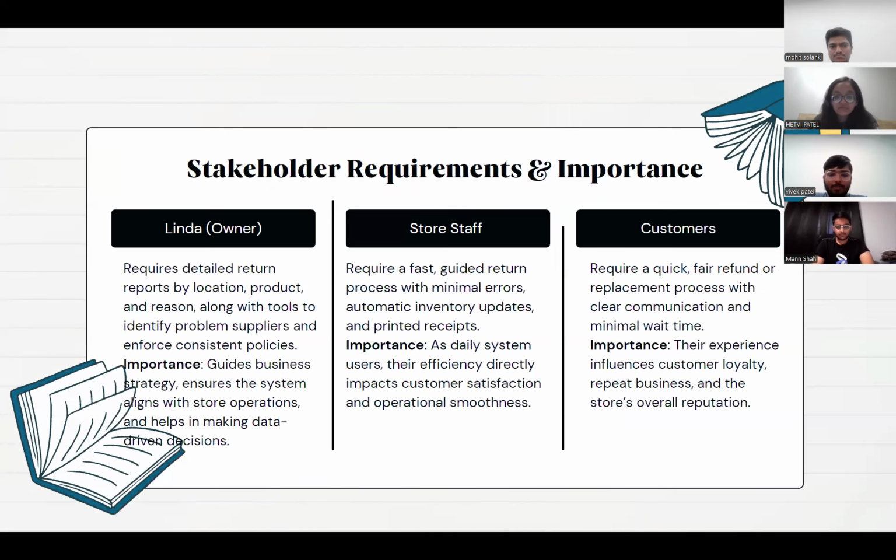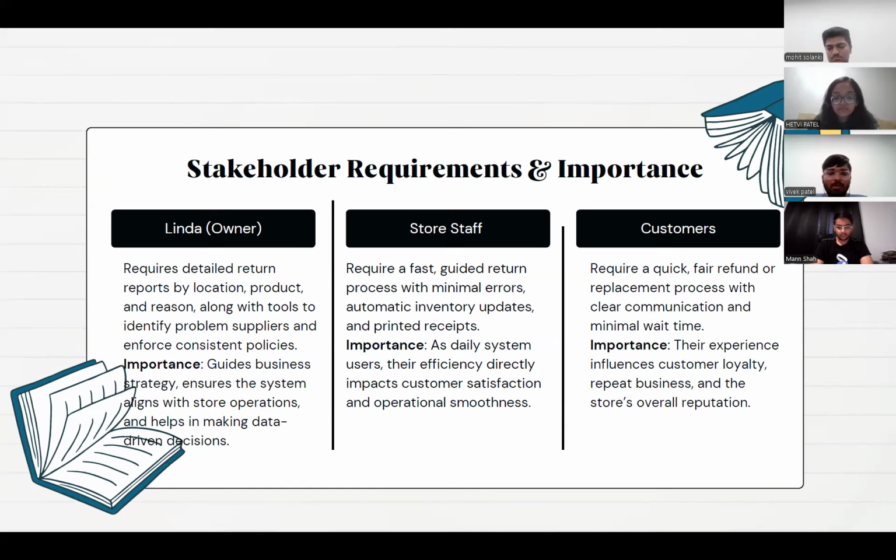Next slide, please. Now let's talk about the stakeholder requirements. Starting with Linda, the owner, she required detailed written reports by location, product, and region, along with tools to identify supply problems and enforce consistent policies. This is important because it guides the system, aligns with the store operations, and helps make data-driven decisions for her. For staff, they required a fast guided written process with minimal errors, automatic inventory updates, and printed receipts.